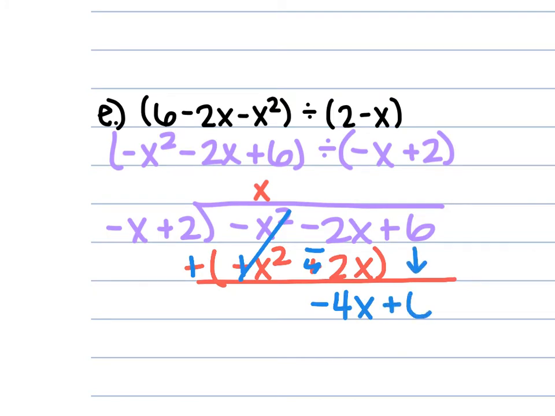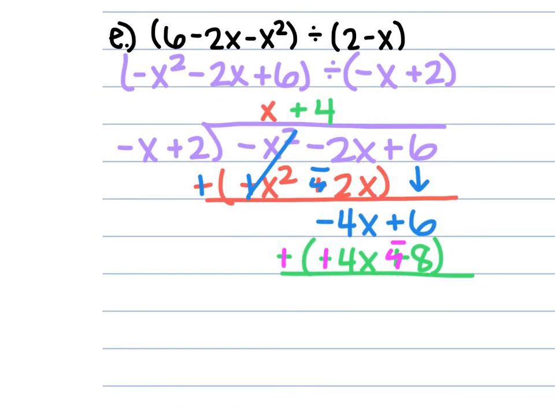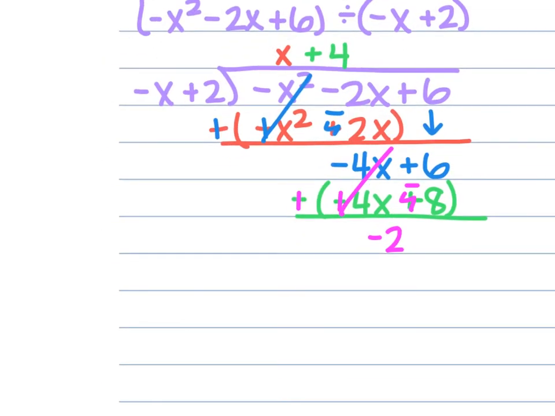Bring down that 6. So now, negative x times what is negative 4x? A positive 4. So 4 times negative x is negative 4x. 4 times 2 is a positive 8. So when we subtract these, again, add the opposites. The 4x's cancel out. 6 minus 8 is negative 2. So our answer is x plus 4 plus negative 2 over negative x plus 2.